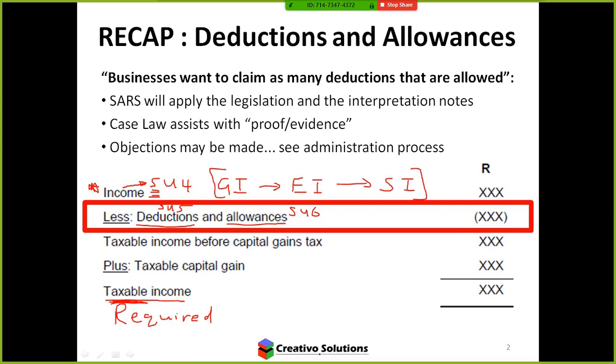So what am I dealing with? What am I asked to calculate? And then which section am I looking at? If I'm looking at deductions, then I need to apply the rules from study unit 5. If I'm looking at allowances, then I need to apply the rules from study unit 6. And that's it. That's the approach.